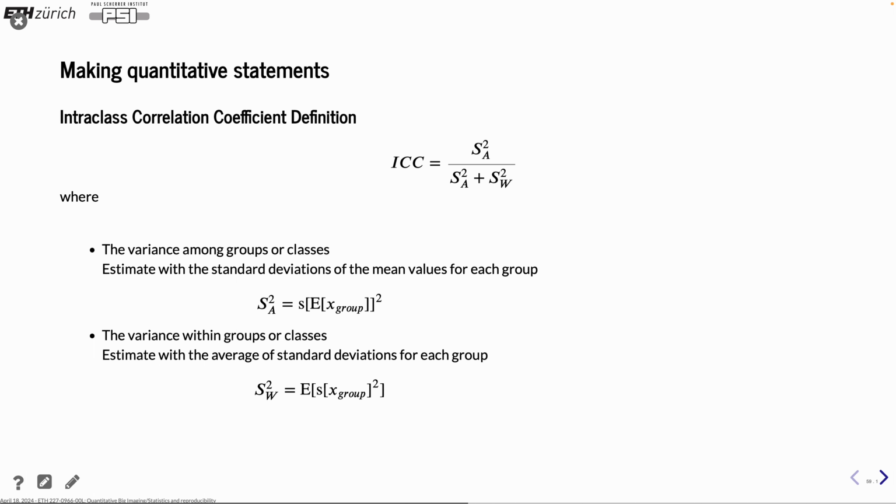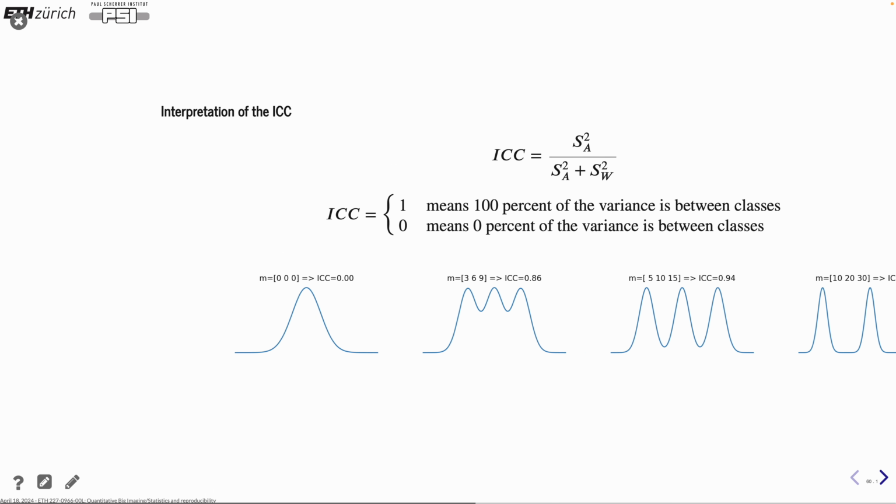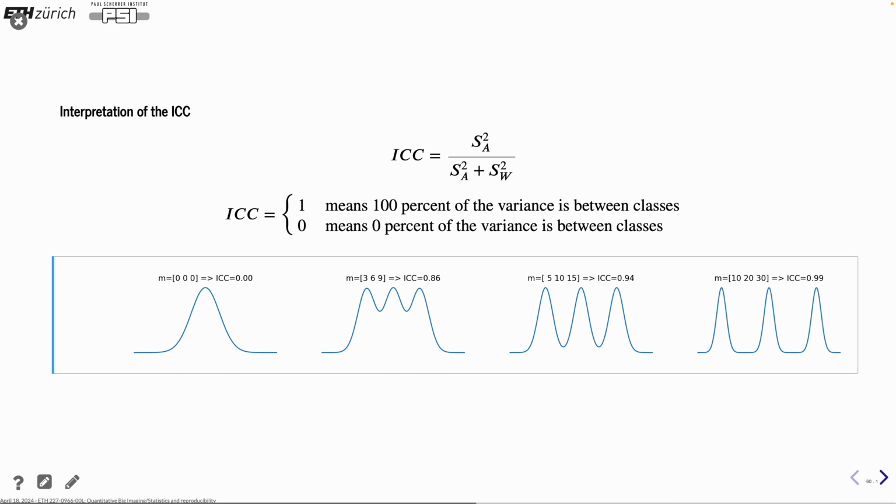This is maybe easier to look at in this slide, where we can also see what it actually means. So if we have 100% ICC equal to 1, that means we have 100% of the variance between the classes. And that means there is almost no variance within each class. 0 means that there is no variance between the classes, and the average values are essentially the same.